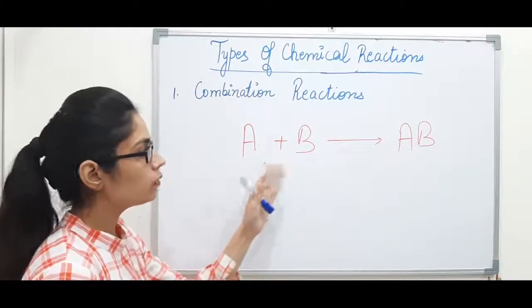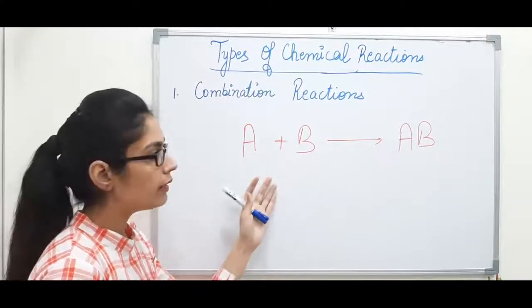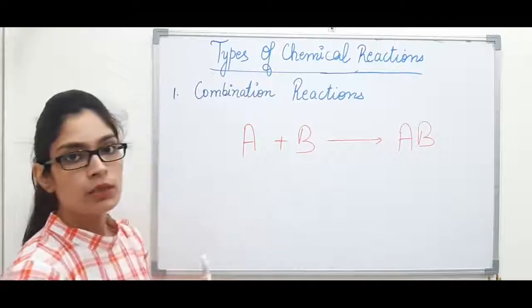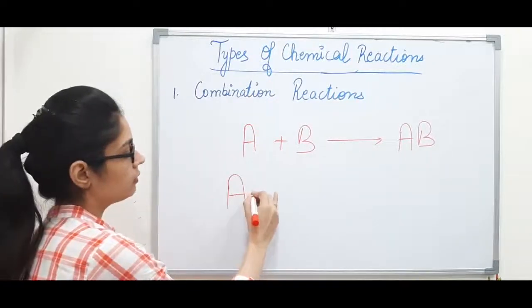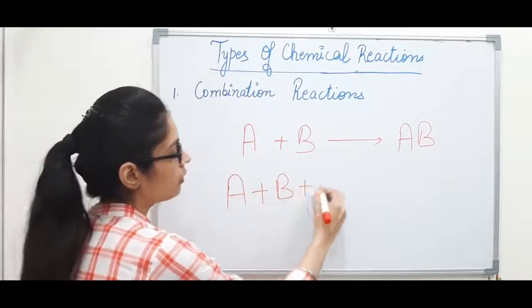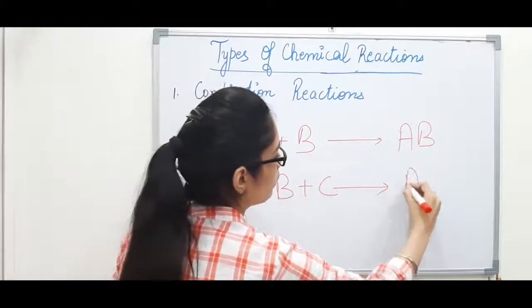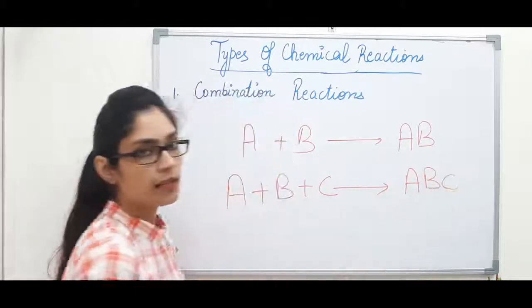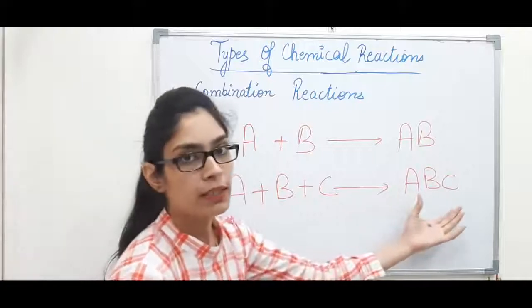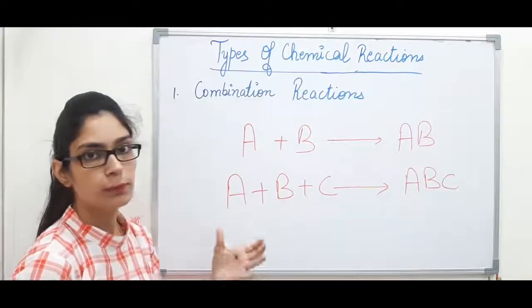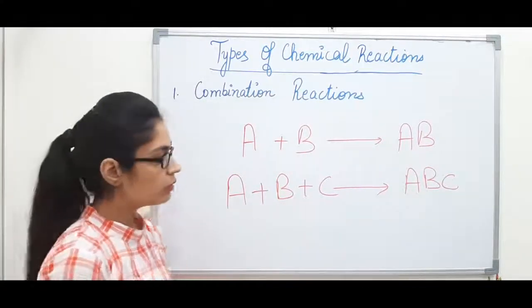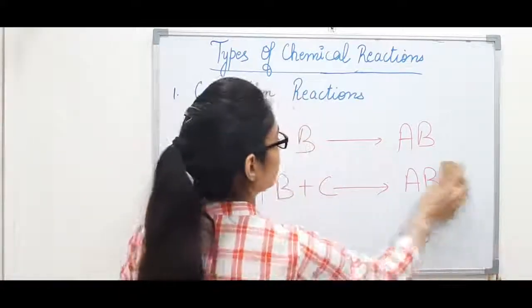Either two reactants are joining or adding to give me a single product, or three reactants will add together to give me a single product. The basic idea is that the product will be single and the reactants will be two or more. So let's take an example.